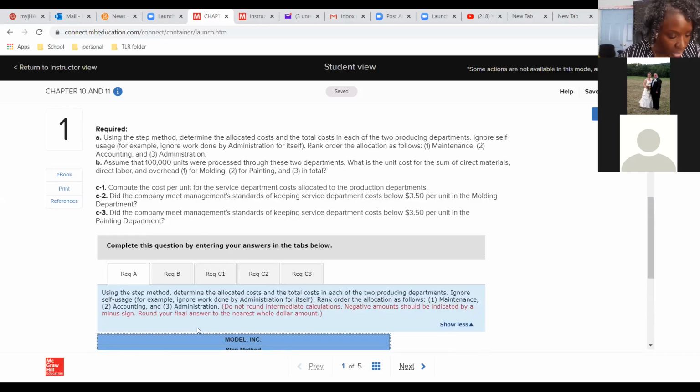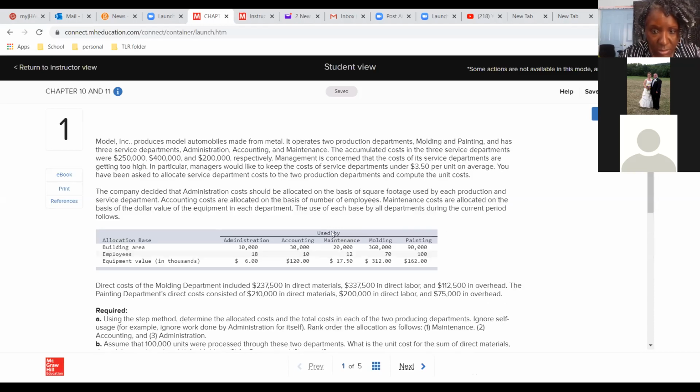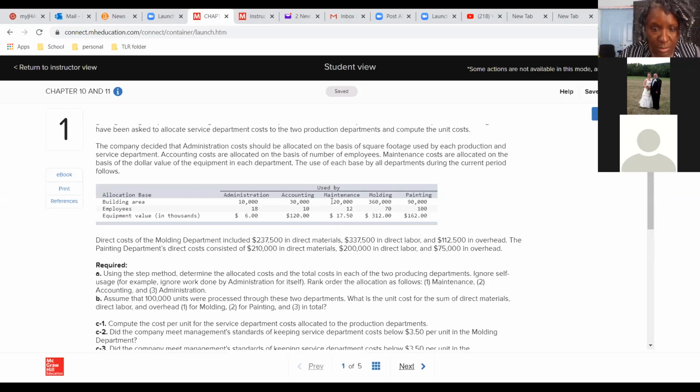If we go back to the instructions, I'm going to read again. It says here, maintenance costs are allocated on the basis of dollar value of equipment in each department. So if I look at this information here, and I'm looking at maintenance, that's $20,000, right? So we're going to allocate the maintenance first. Building area is $20,000.